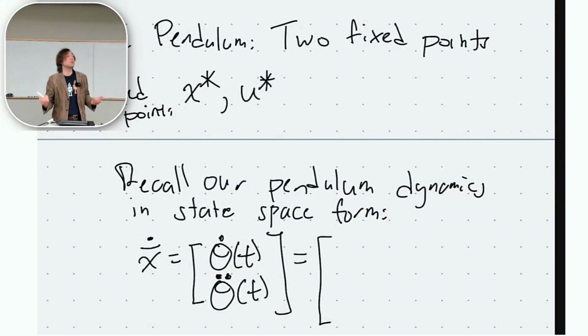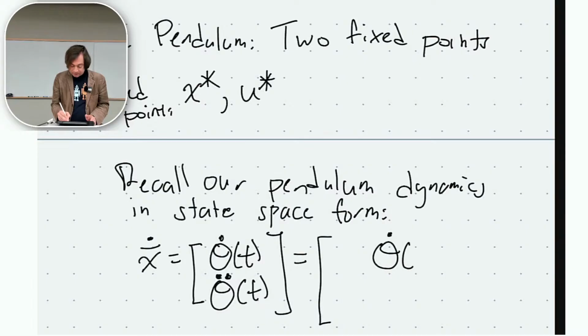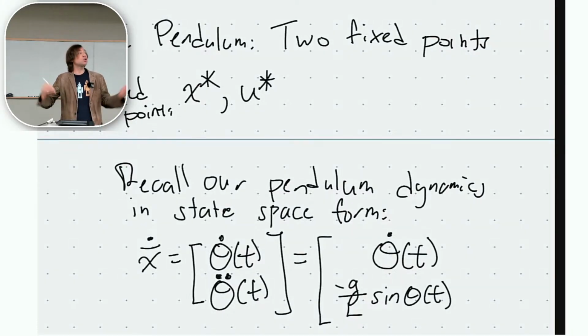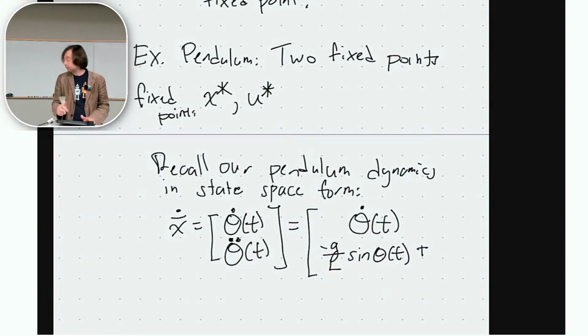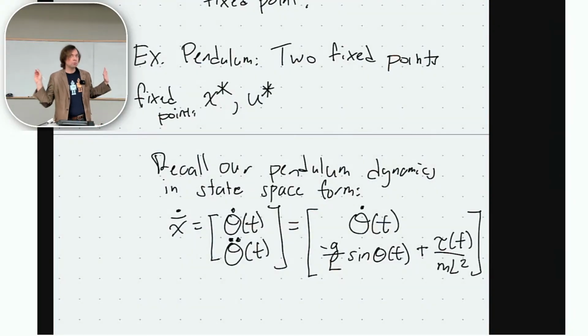And written in terms of our states, in state space form here, theta dot is a state. Look at that. Makes that line easy. And the dynamics of the pendulum were minus g over L for the acceleration times sine of theta of t. I also added a torque on here. That's important for a control input. Plus our control input tau of t over ml squared. Okay. We did that in our last lecture.